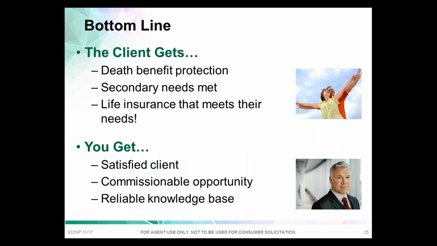And the bottom line here is the client's going to get death benefit protection. Secondary need is being met. That's their cash value. And really life insurance that can meet more than one need. It can meet their cash value needs and their death benefit needs, and ultimately span that gap very well. You as the agent, you get satisfied clients and you get a great commissionable opportunity.